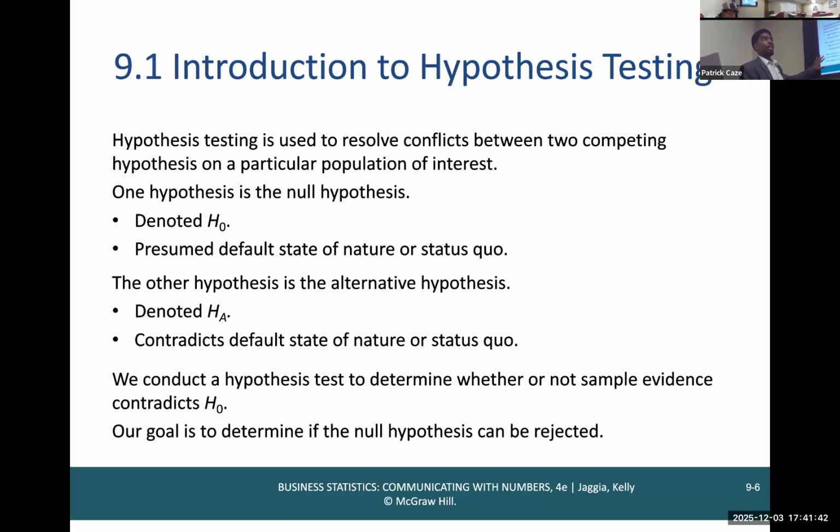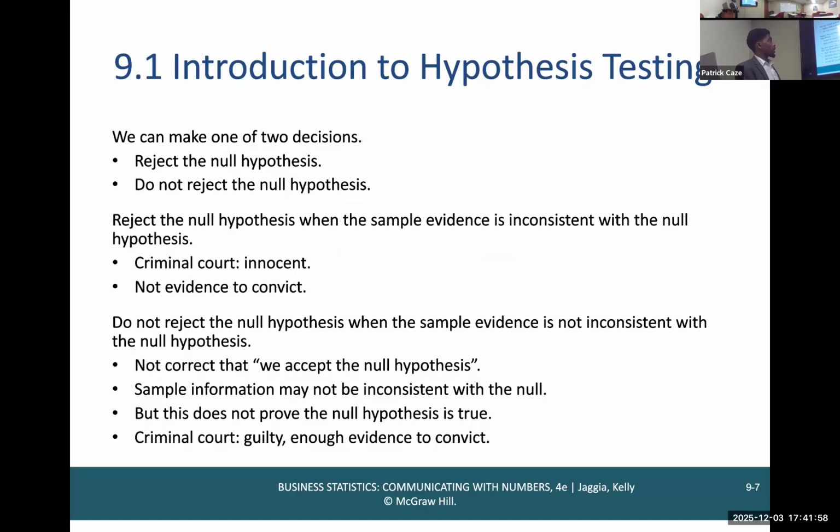And if we reject the null hypothesis, that doesn't necessarily mean we accept the alternative. We're just saying that there's not enough evidence to support us believing the null hypothesis. Our goal is to determine whether the null hypothesis can be rejected. You can make one of two decisions: you can reject the null, or you do not reject the null. Reject the null hypothesis when the sample evidence is consistent with the null hypothesis, right?